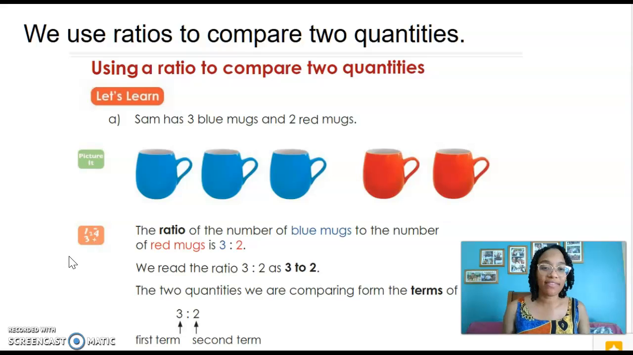So we can write that ratio as 3 to 2. Notice how I'm saying the words 3 to 2. That "to" can also be replaced by a colon, those 2 points, one on top of the other. So when we compare two quantities in terms of a ratio, we put the first term on the left and the second term on the right. So this would be 3 to 2.